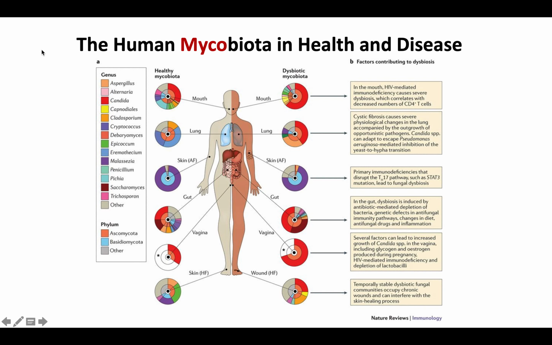And if you look on the right-hand side there, I found it rather interesting. Even in the top box, it's showing dysbiotic microbiota, and it's talking about HIV in the mouth. The HIV-mediated immunodeficiency, so that virus causes severe dysbiosis, which is correlated to the decreased numbers of immune cells, the CD4 T cells. So even our mycobiota, even that in dysbiosis can affect us at the immune response level.